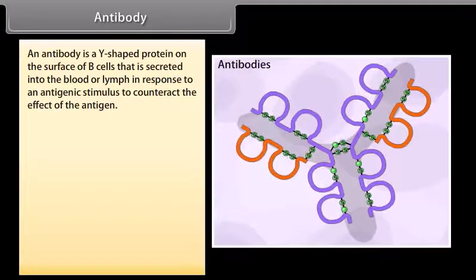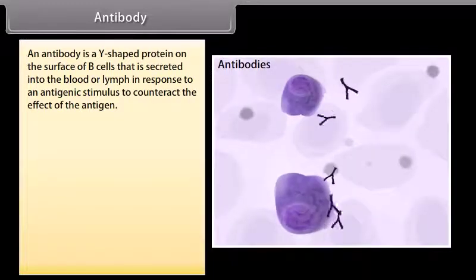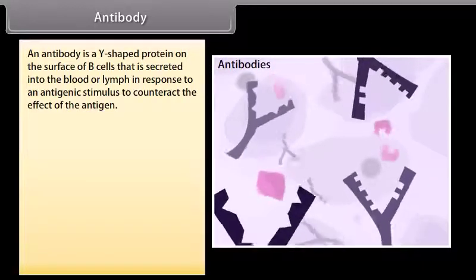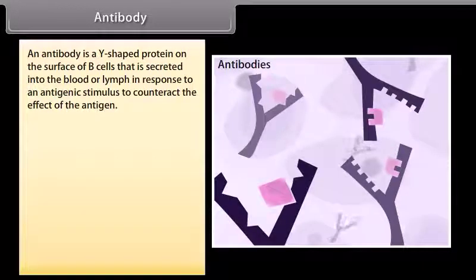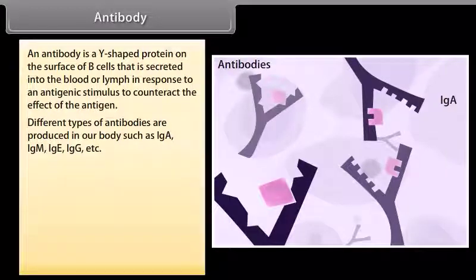Antibody. An antibody is a Y-shaped protein on the surface of B cells that is secreted into the blood or lymph in response to an antigenic stimulus to counteract the effect of the antigen. Different types of antibodies are produced in our body, such as IgA, IgM, IgE, IgG, etc.